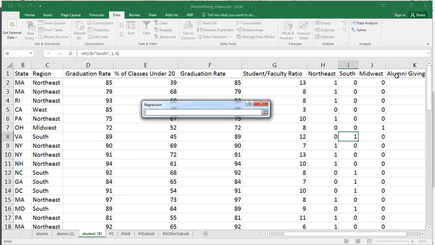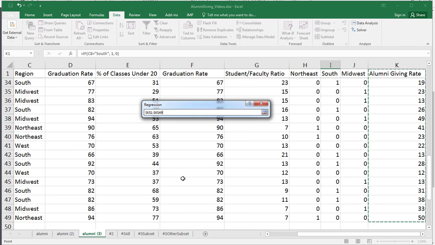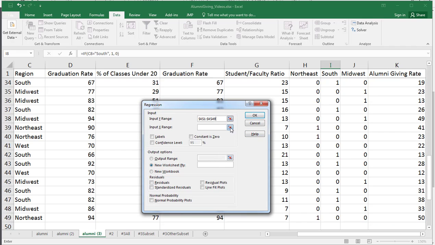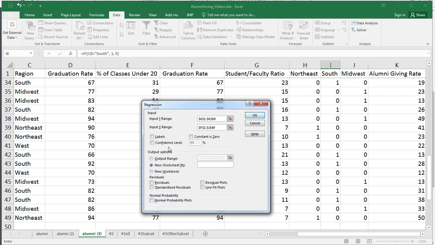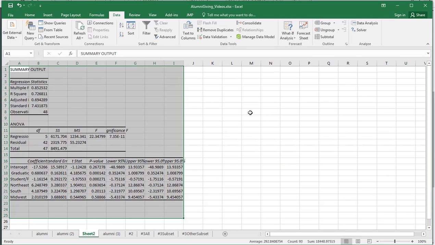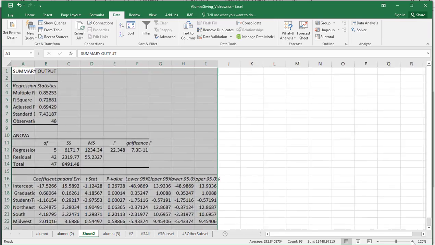The Y range is the thing I'm trying to predict, which is the alumni giving rate. So now I'm in K1 through K49. My X range is my graduation rate and those 3 dummy variables. So F1 through J49. I have labels. I'm going to put it in a new worksheet ply, and I'm going to click OK. And let's make this bigger.